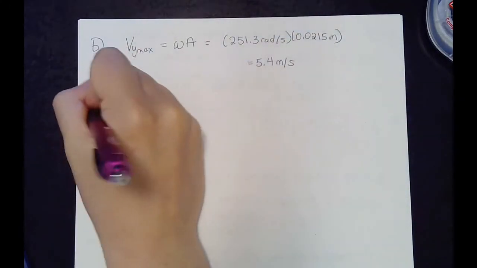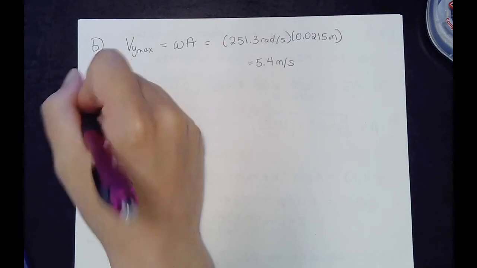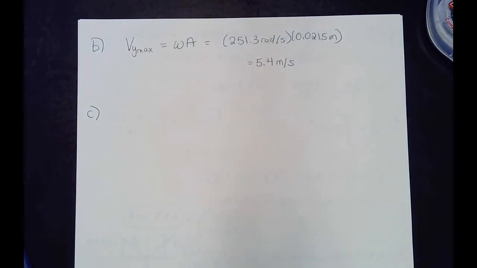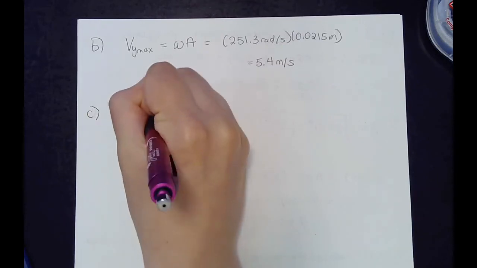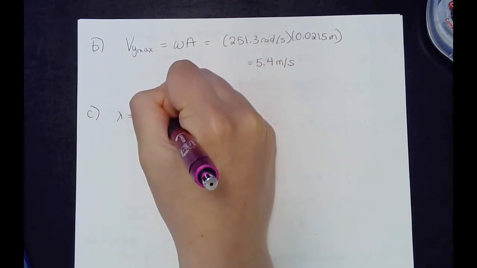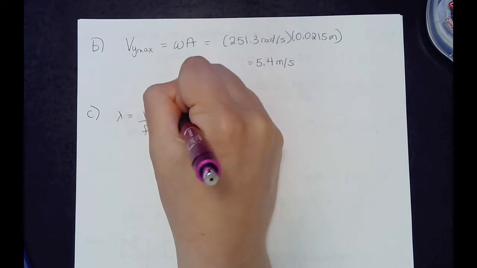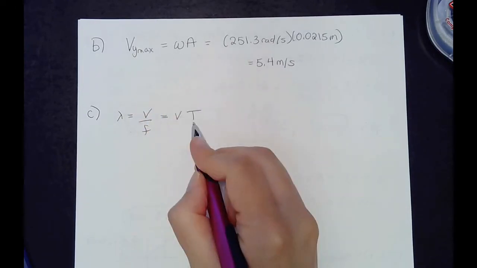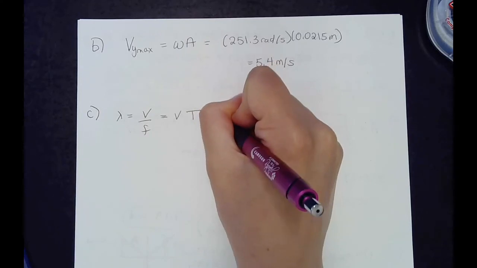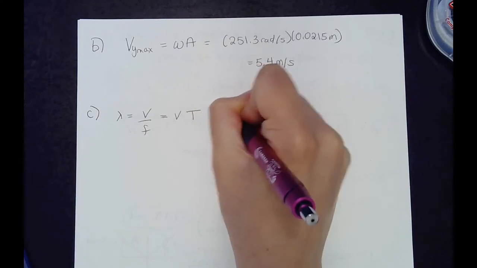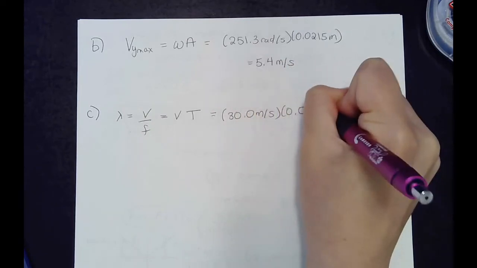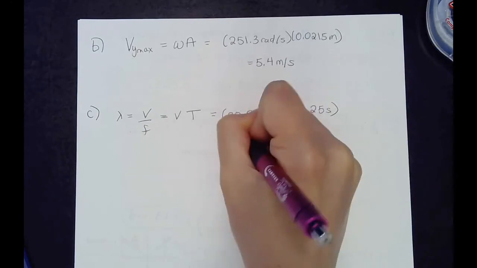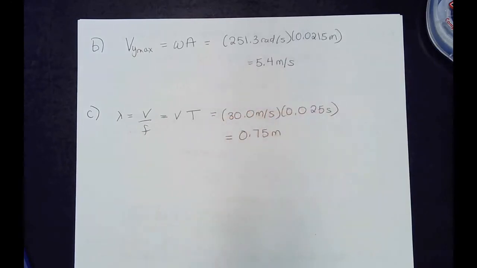Okay, and then part C, we're asked to write out the function for the wave. So to do this, we're going to need k, and we have everything else that we need to put into that wave equation. So let's find the wavelength first. It's v over f, both of which we have. So since we have the period, we can just do speed times the period. And that's the wave speed, which is 30 meters per second. And then the period was 0.025 seconds. So we have 0.75 meters for the wavelength.